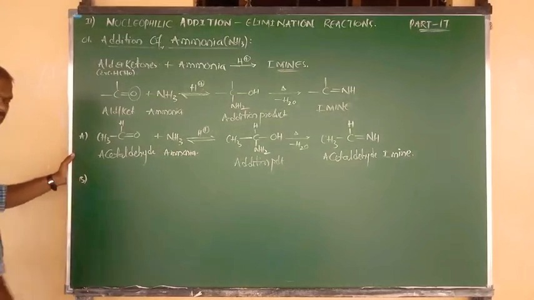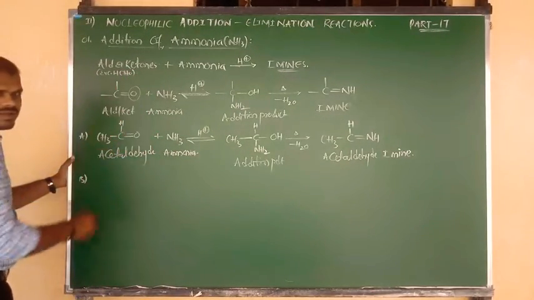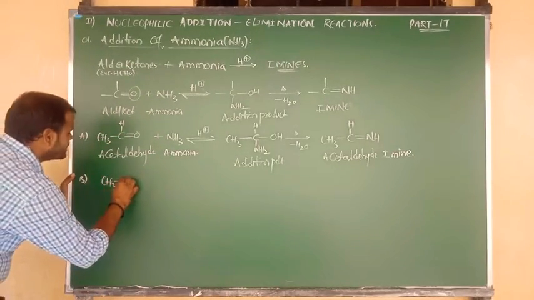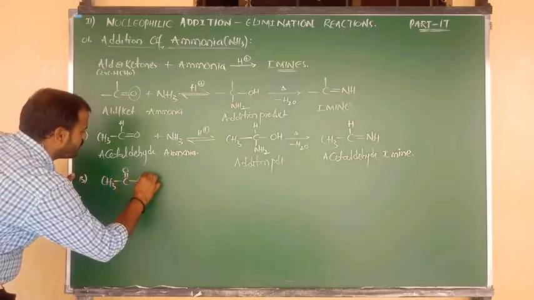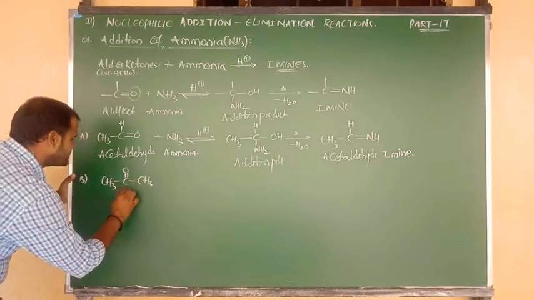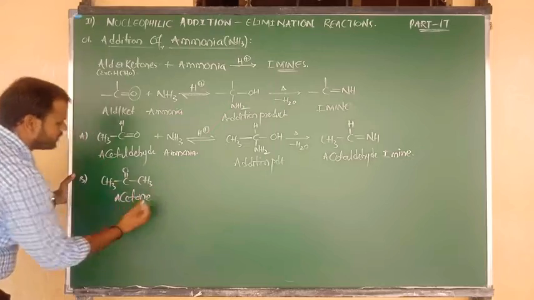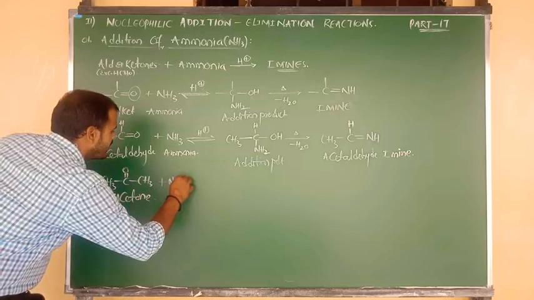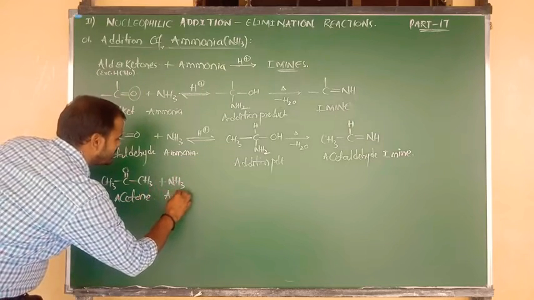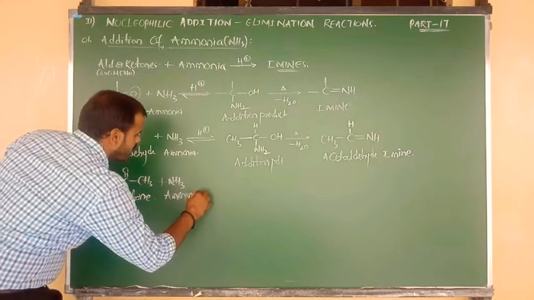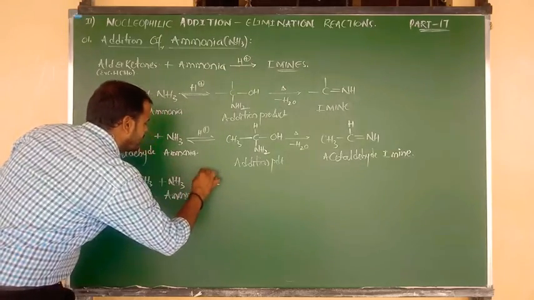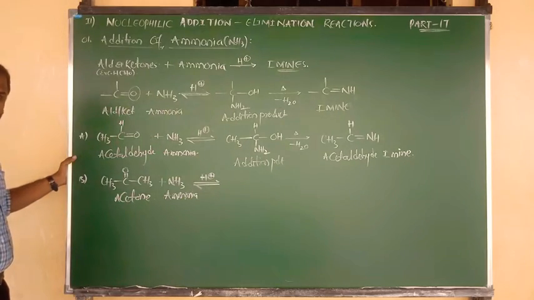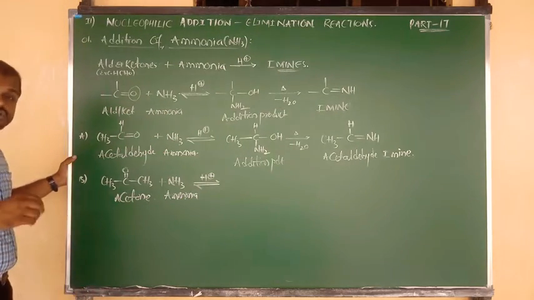One more example, now by taking a ketone. My example ketone is acetone. What is the formula of acetone? CH3 bonded to C double bond O, again bonded to CH3. What is the name of this compound? Acetone. Acetone on addition with ammonia, NH3, takes place in acidic medium. So now, how do we write the product?